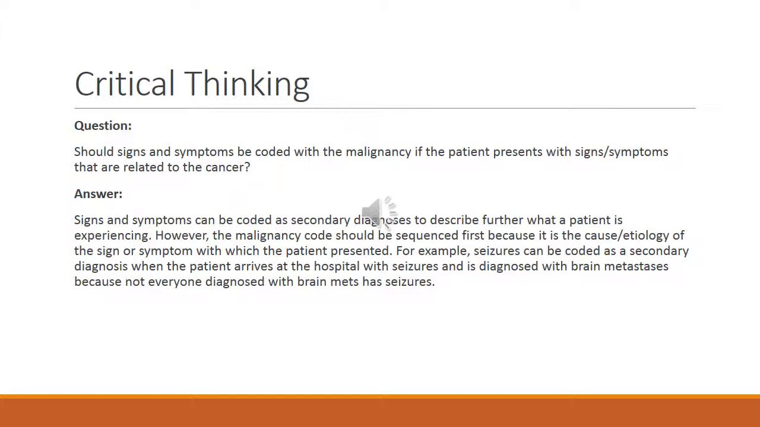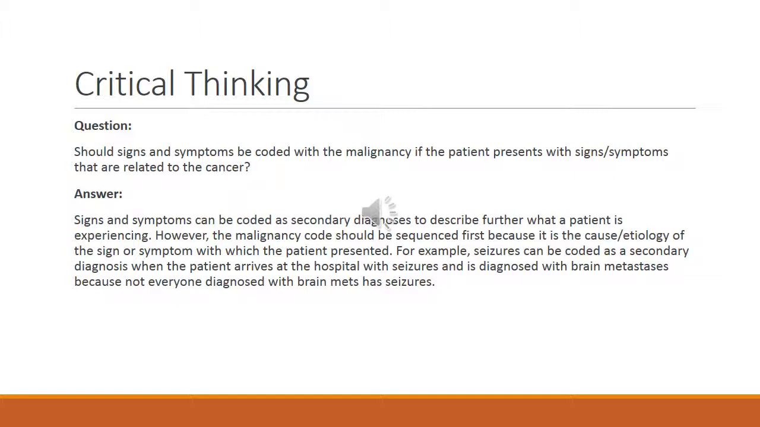Okay, our second critical thinking question. Should signs and symptoms be coded with the malignancy if the patient presents with signs and/or symptoms that are related to the cancer? And the answer to this question is signs and symptoms can be coded as secondary diagnoses to describe further what a patient is experiencing. However, the malignancy code should be sequenced first because it is the cause and/or etiology of the sign or symptom with which the patient presented.